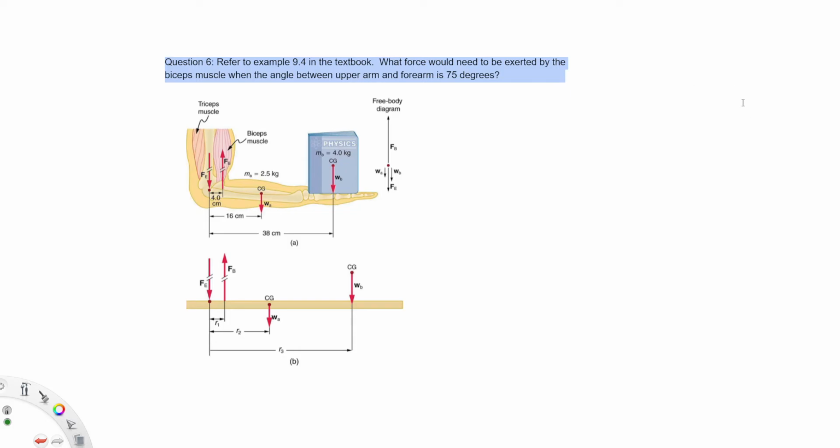That's right, Jasmine. You have to alter or redraw this diagram because we're asking about 75 degrees, not 90 degrees. So right now, the forearm is at 90 degrees. We are interested in what happens when your forearm is not level. So this is my drawing of an arm.